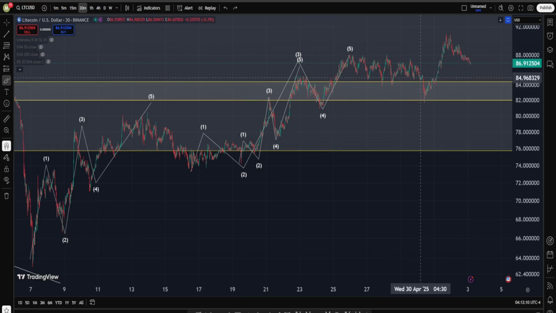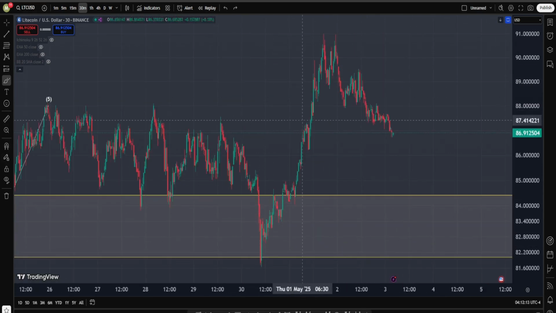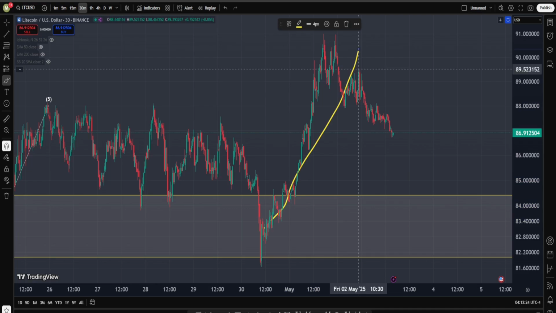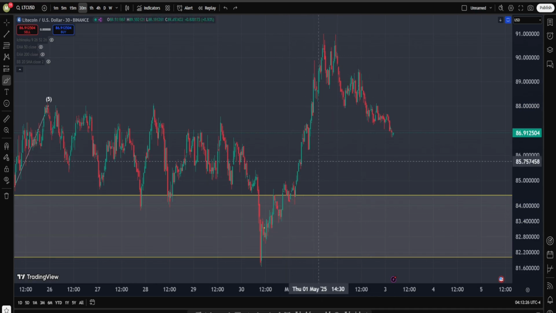Specifically, I said from these areas, I want to see a move up in order to take this important high about $86.50, because at that point, finding an impulse is going to be a bit challenging. And we're going to say, you know what, we are going to get that move up in LTC. And as you can see, this actually happened.